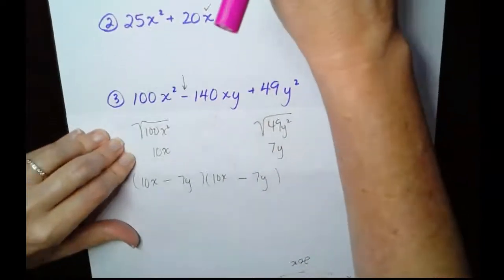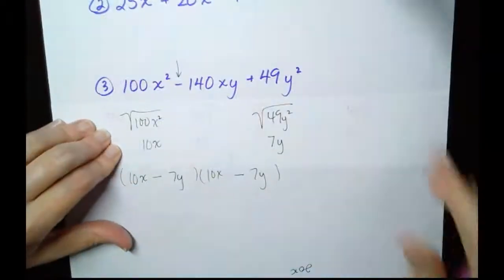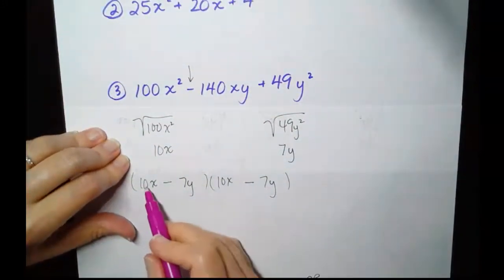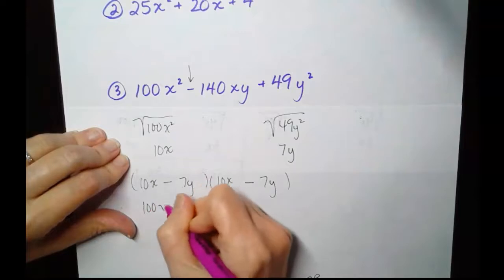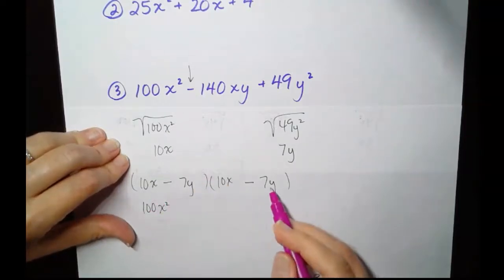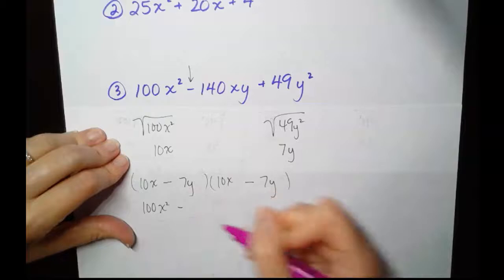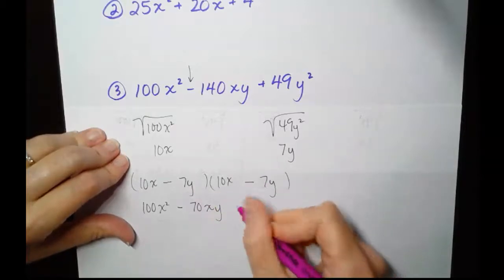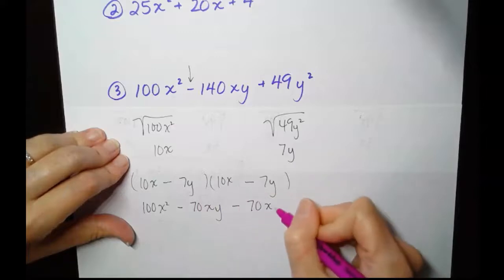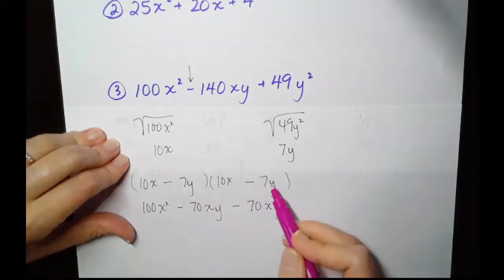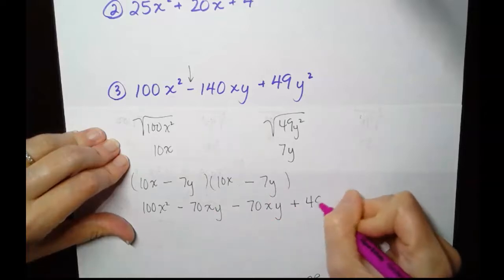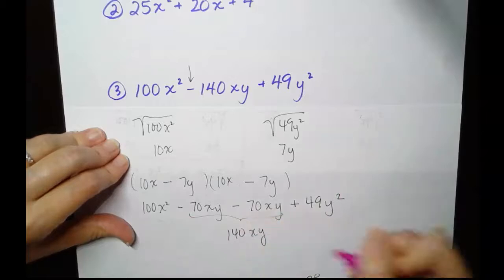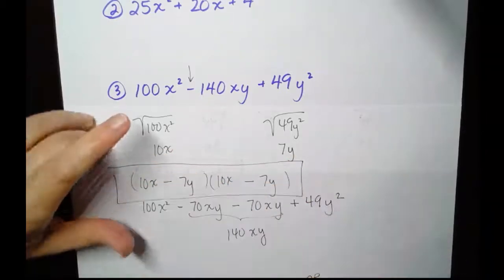Let's give our guess a quick check with the FOIL method. So this is going to be 10x times 10x is 100x squared. 10x times negative 7y is negative 70xy. Negative 7y times 10x is negative 70xy. Negative 7y times negative 7y is plus 49y squared. Combine those like terms. There's our negative 140xy, so our guess is confirmed.